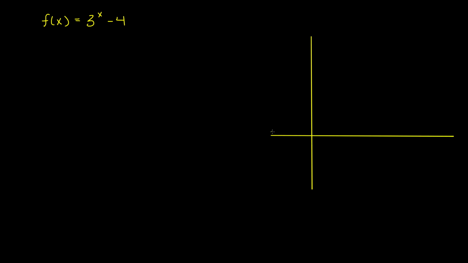Okay, so my parent function went through 1 here. At 1 we were at 3. At 2 we were at 9. Let's see if I can hit that, let's see if I can get there. And there. Again, not drawn to scale, since this is basically a hand sketch.